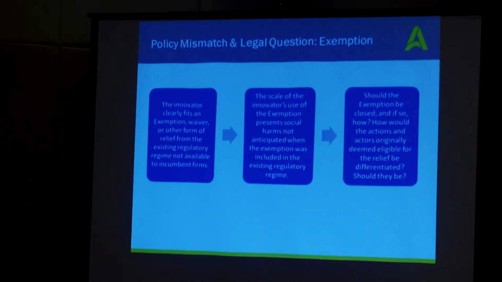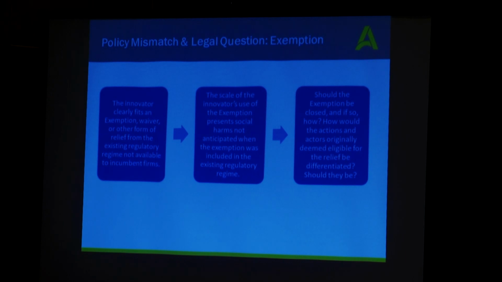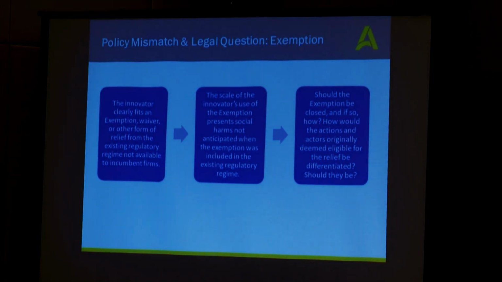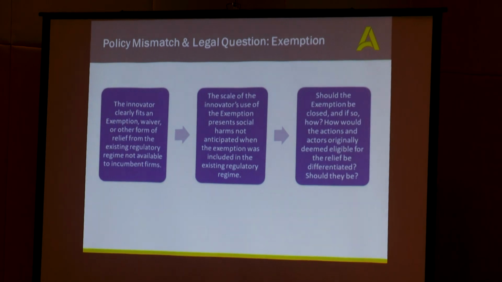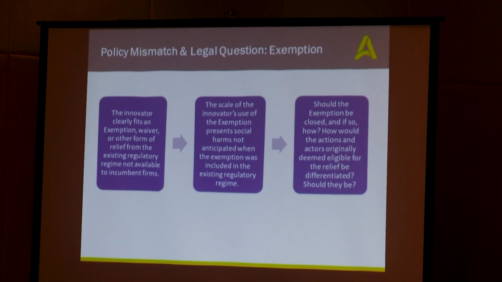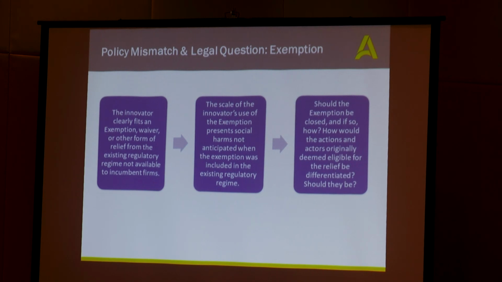And on the exemption, which I refer to as the Airbnb case, the innovator clearly fits an exemption, waiver or other form of relief from the existing regulatory regime that is not available to the incumbent firms. And the scale of the innovator's use of the exemption presents social harm not anticipated when the exemption was included in the existing regulatory regime. The main question that policymakers need to ask is: should the exemption be closed, and if so, how? And how would the action and the actor originally deemed eligible for the relief be differentiated, and should they be?